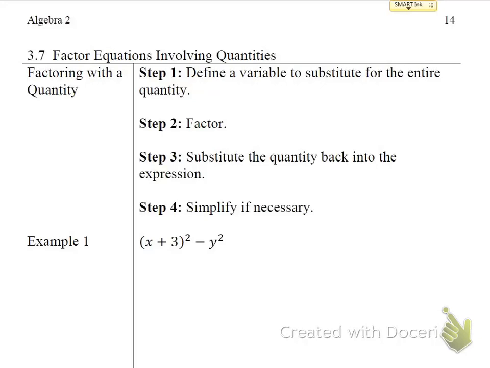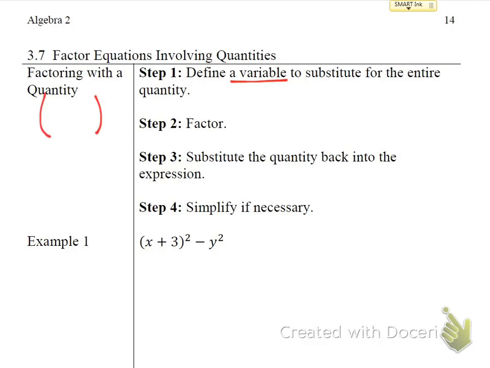So for 3.7, we are going to be factoring equations that involve quantities. So step 1, we are first going to define a variable to substitute for the entire quantity. And a quantity is anything that's in parentheses, so an expression that's in parentheses.